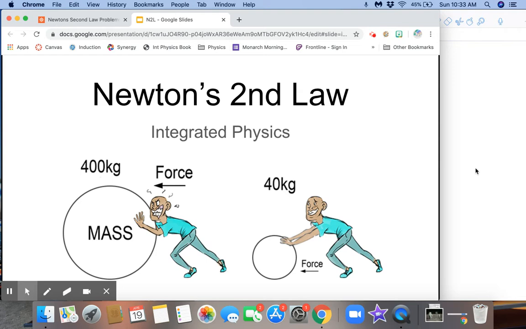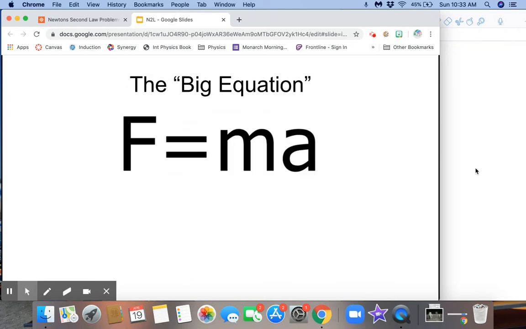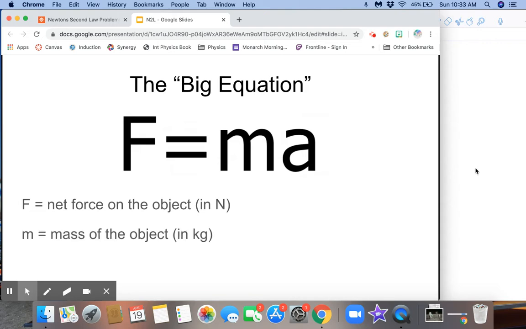So the big equation, Newton's second law, is force is equal to mass times acceleration. Again, you've probably already seen this equation before. F is the net force on the object, and I will talk about what net force means in a bit. That is in newtons. M is the mass of the object, measured in kilograms, which you guys already know. And then A is the acceleration of the object, measured in meters per second squared. So that's our big equation.